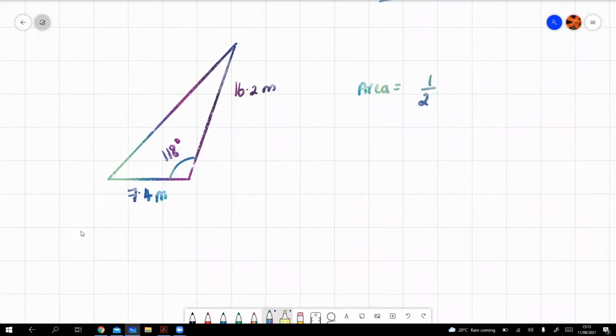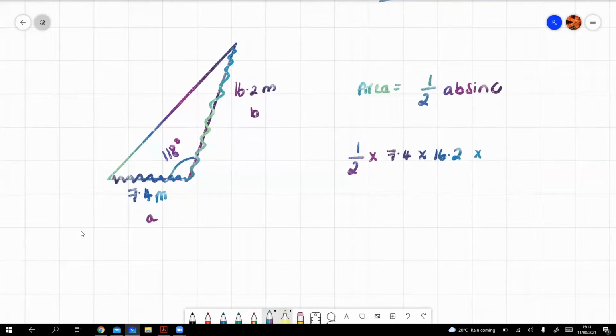Is a half AB sine C. Okay, so again, we look at the angle. Okay, that side and that side is sandwiched between that angle. So I can just use a half AB sine C, a half times, well, it doesn't matter. This could be A, that could be B, or vice versa, times 7.4 times 16.2 times sine 118.